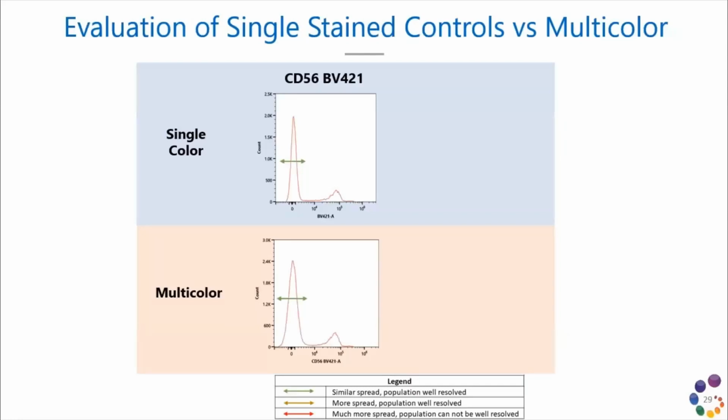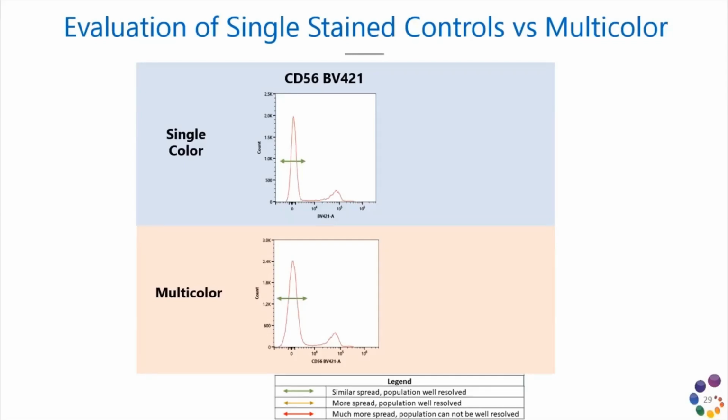Now let's look at a couple of real examples. This first one is showing CD56 BV421, where the top histogram is from the single stain control and the bottom is from the multicolor tube. When we compare the two histograms, we can see that the negatives are pretty similar. The positives are showing up in similar locations, and our ability to resolve the different levels of CD56 expression from the negative events are very similar between the tubes.